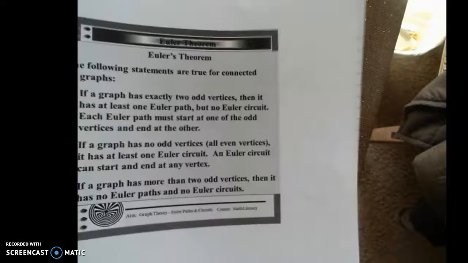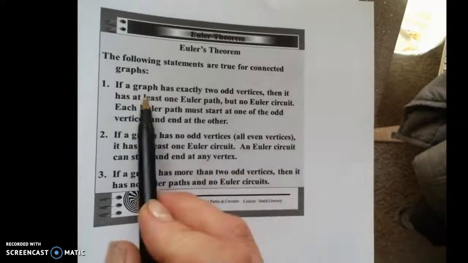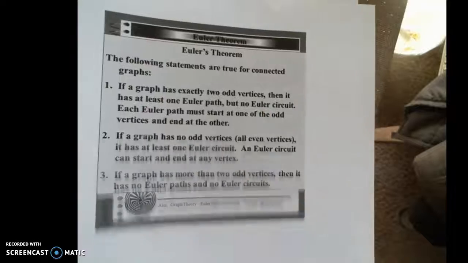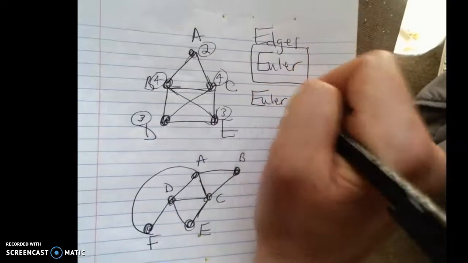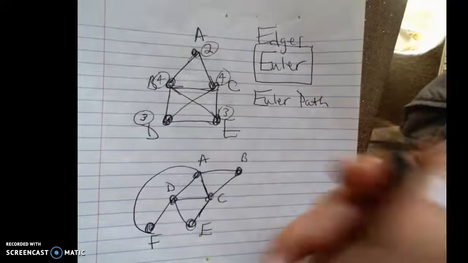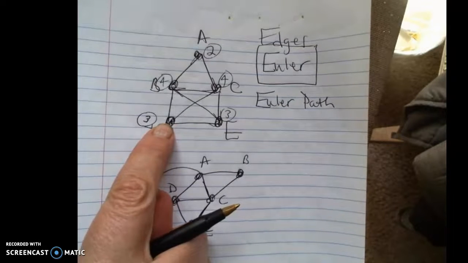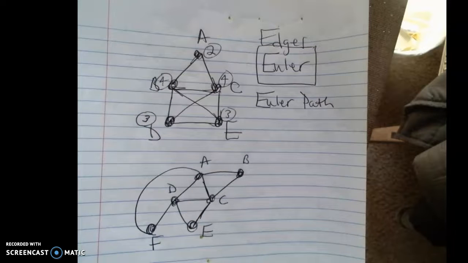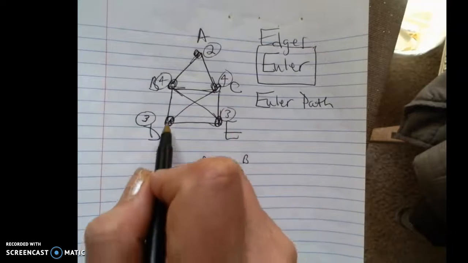All right, so if I look at the theorem, it says if a graph has exactly 2 odd vertices, then it has at least 1 Euler path, but no circuit. Okay, so I know I'm only going to look for an Euler path. I'm not even going to try to find a circuit. And again, it's a good idea to usually start at the odds, because of that whole getting in and out thing, to see if that works. So let's start at one of these odds.